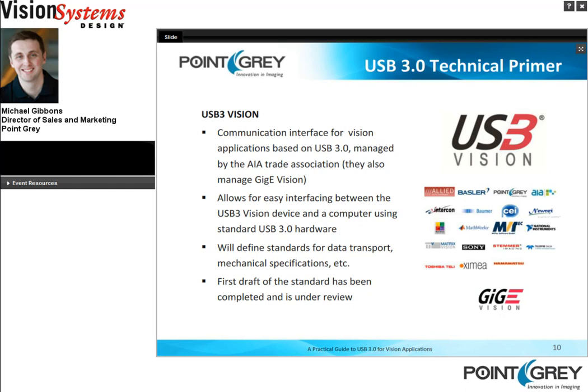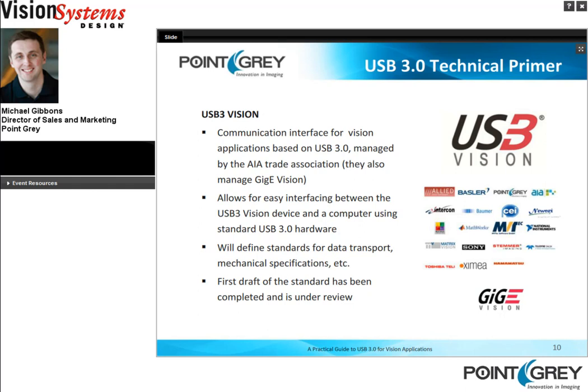USB 3 Vision is an interoperability standard for devices based on the USB 3.0 electrical specification, in the same way that IIDC and GigE Vision are standards for FireWire and Gigabit Ethernet devices. It allows for easy interfacing between the USB 3 Vision device and a computer using standard USB 3.0 hardware. It's managed by the AIA Trade Association, who also manages GigE Vision and Camera Link. It'll define standards for data transport, mechanical specifications for the cable, that kind of thing.